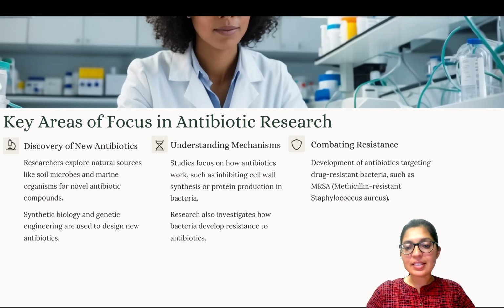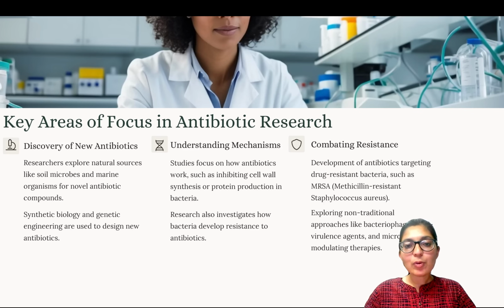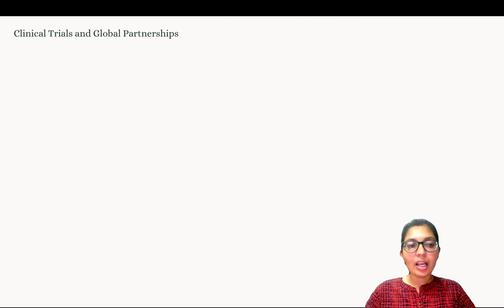Combating resistance. Development of antibiotics targeting drug resistant bacteria such as MRSA, methicillin resistant Staphylococcus aureus. Exploring non-traditional approaches like bacteriophages, antivirulence agents and microbiome modulating therapies. All these were the research areas. Clinical trials and global partnership.